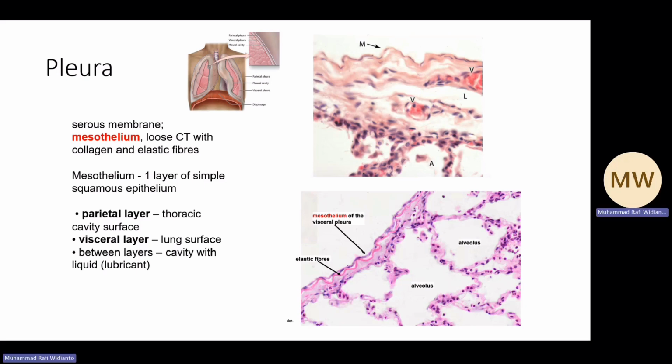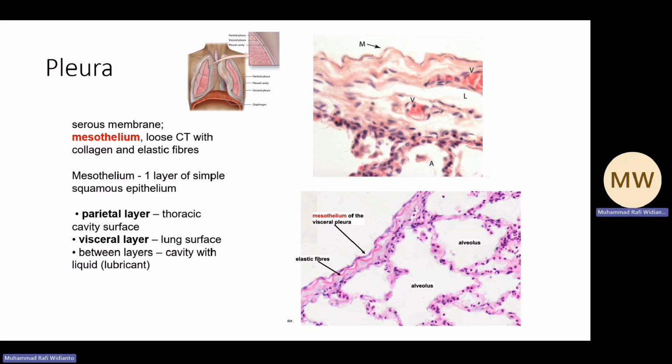And lastly, the pleura. We have the parietal layer and the visceral layer. Basically, the parietal pleura lines the inner surface of the thoracic cavity, and the visceral lines the outer surface of the lung. In between these two layers, we have the pleural cavity. And in the pleural cavity, we have something known as pleural fluid.